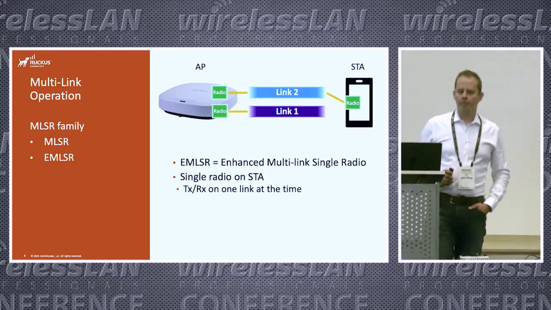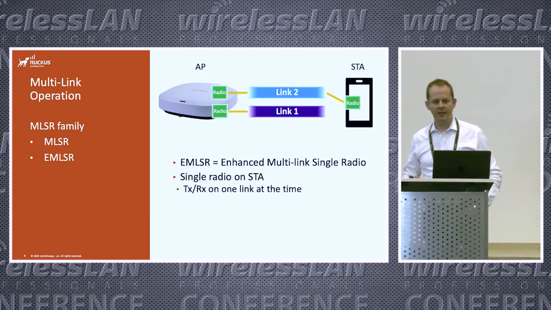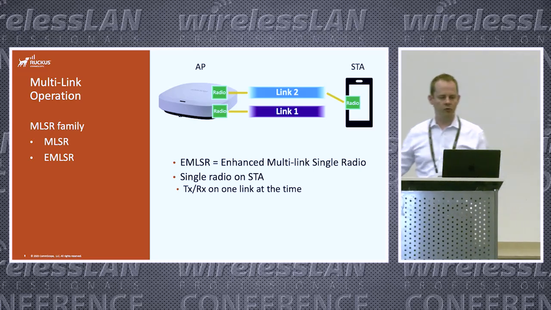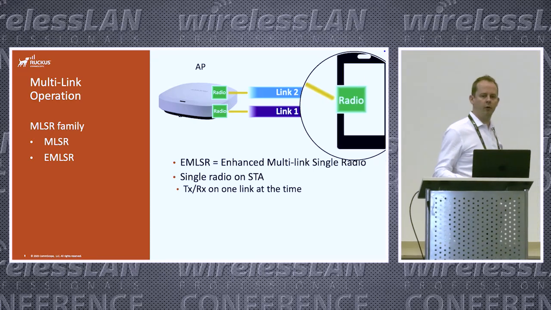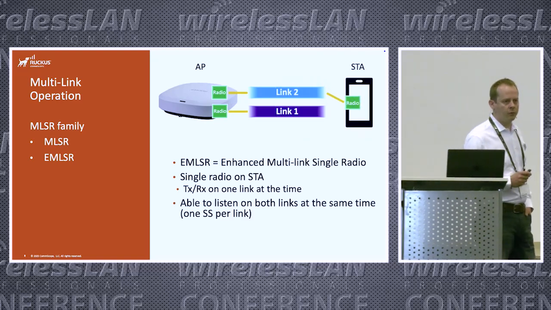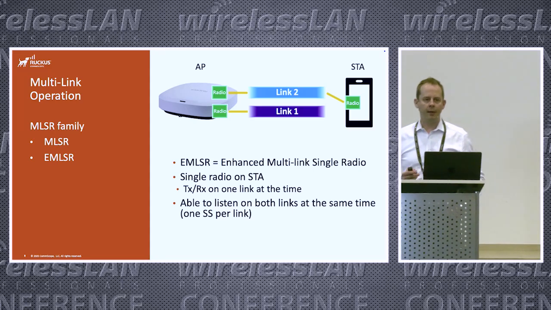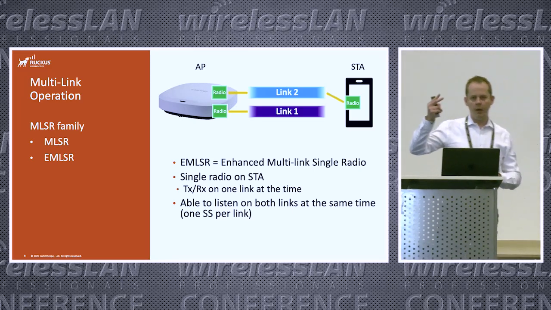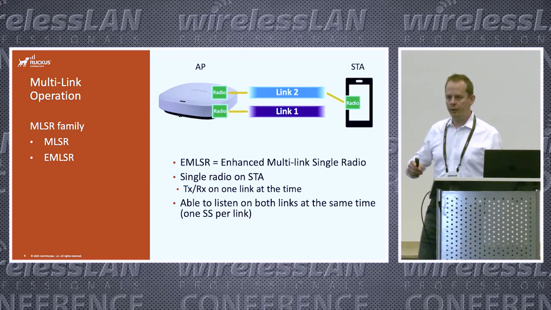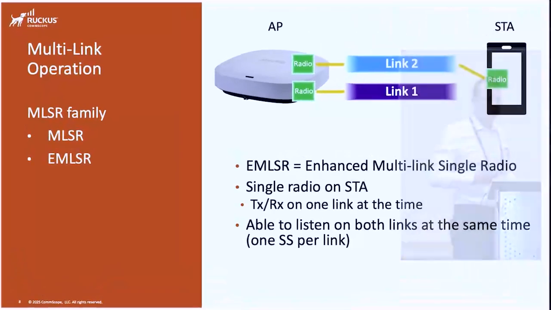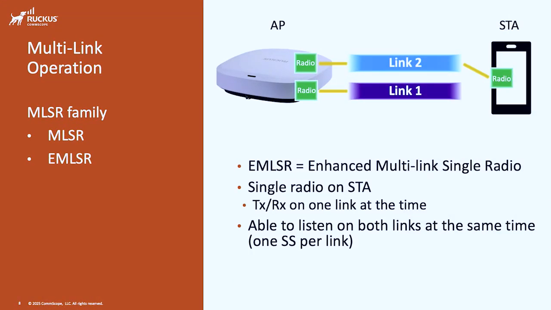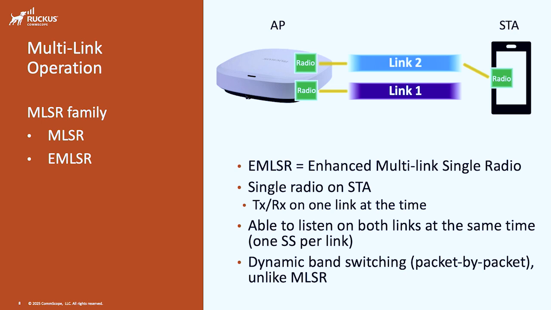Then we have an enhancement of this mode, which is EMLSR, for Enhanced Multi-Link Single Radio, which makes sense. So we are still on the single radio. Now, the big difference is that we have some improvements allowing the system to listen to two links at the same time. Basically, the radio will have two spatial streams, and one stream will be dedicated to one link, the other stream will be dedicated to the other link. This way, the system is able to listen on both links at the same time, and is able to move very fast, with packet-by-packet decisions in between the bands, which is very different from MLSR, and which provides great benefits. What kind of benefits?